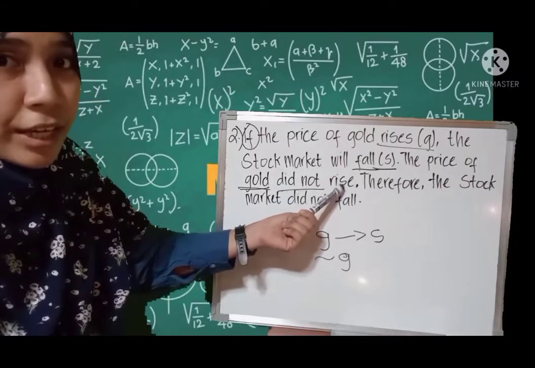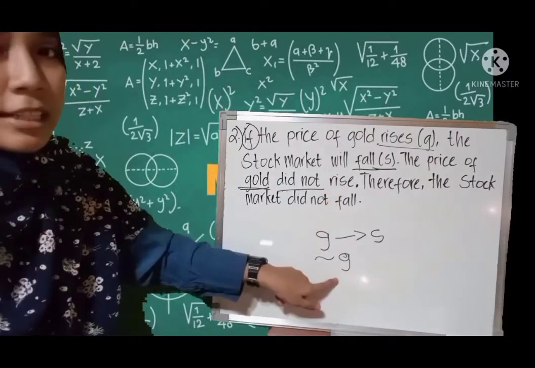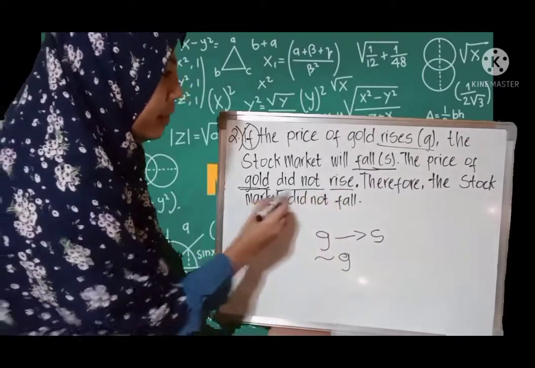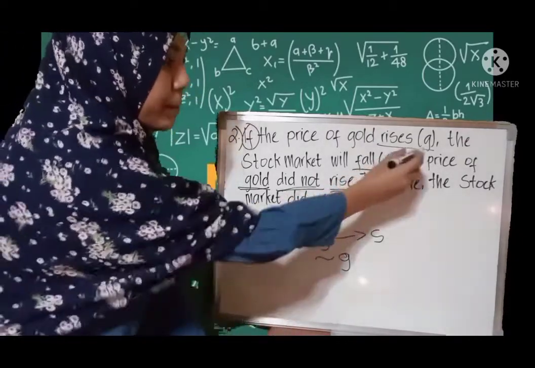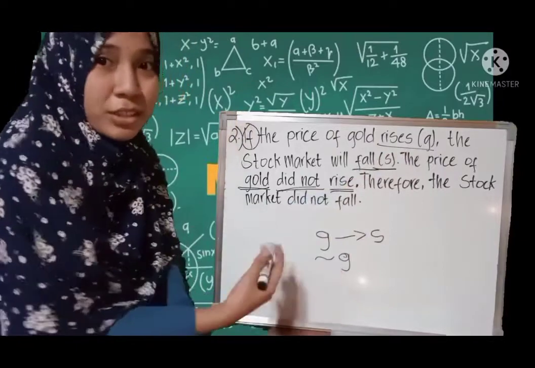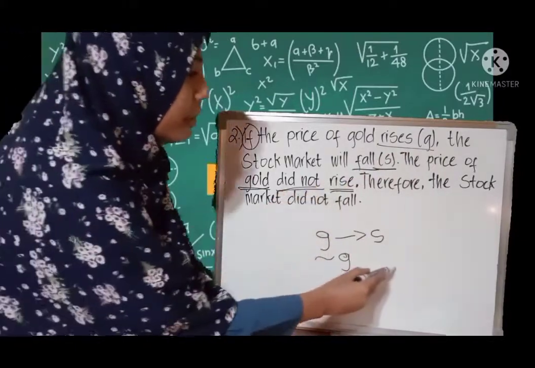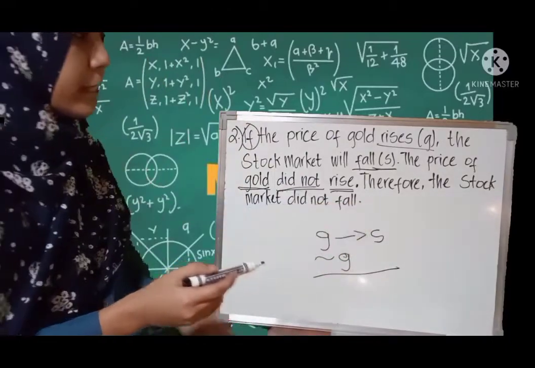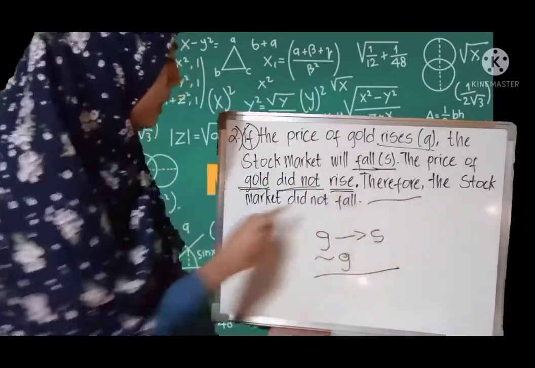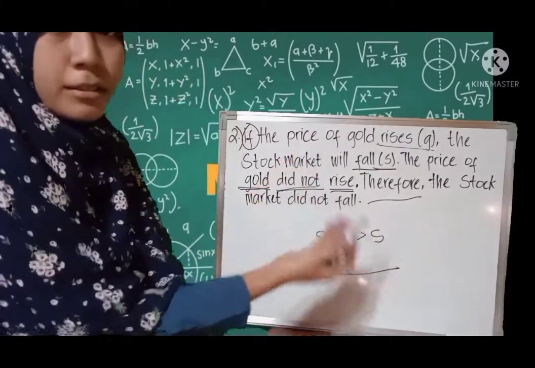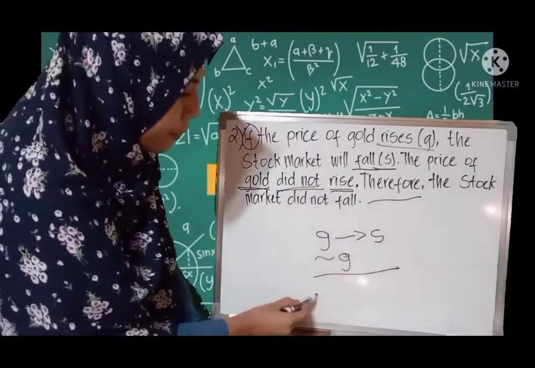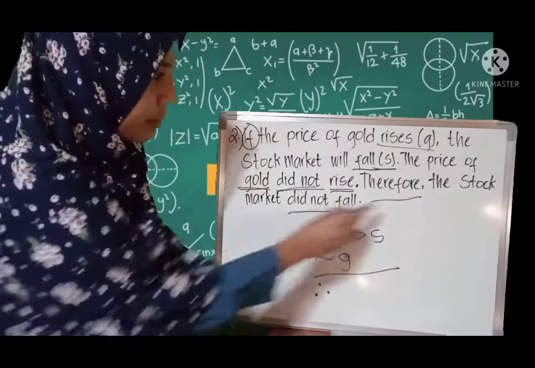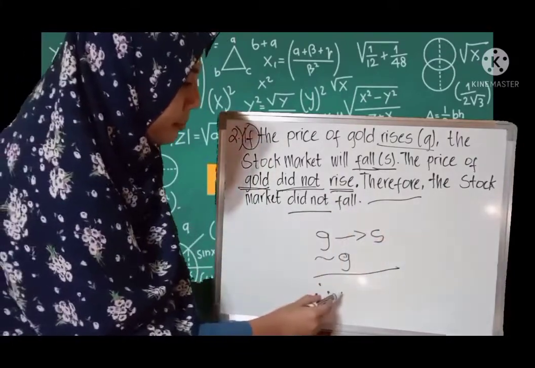I mean, rises. Dahil naging G ito, kasi dahil sa rise. Did not rise. So, rise represent as letter G. Sorry. So, ngayon, sa conclusion na tayo mag-proceed. So, therefore, the stock market did not fall.